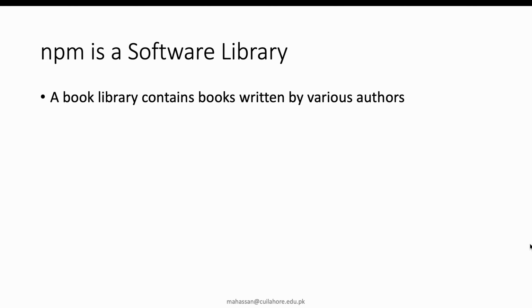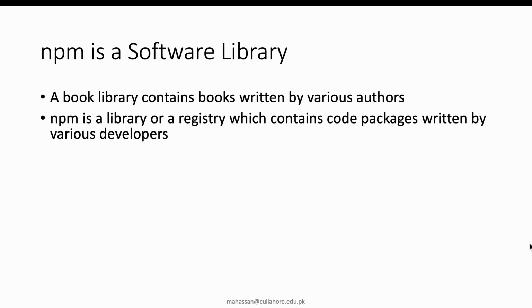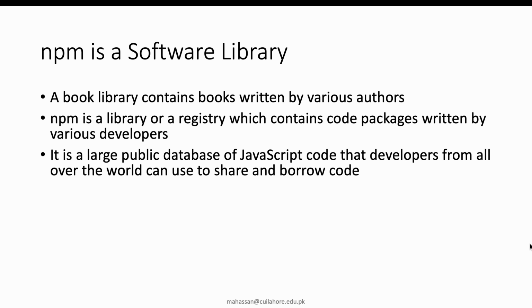If you think about a book library, it contains books written by various authors. Similarly, NPM is a library or a registry which contains code packages written by various developers. It is a large public database of JavaScript code that developers from all over the world can use to share and borrow code.